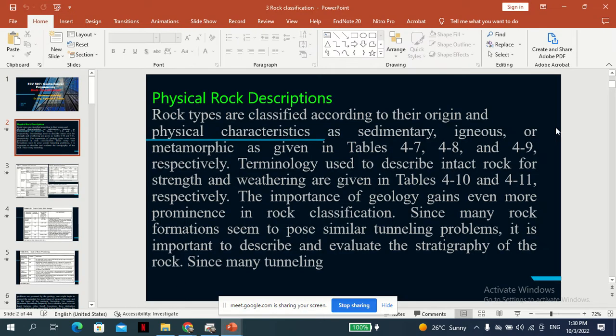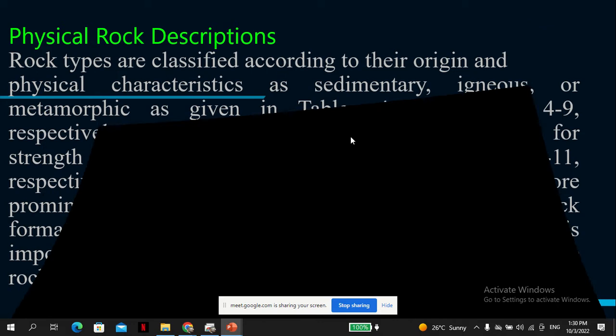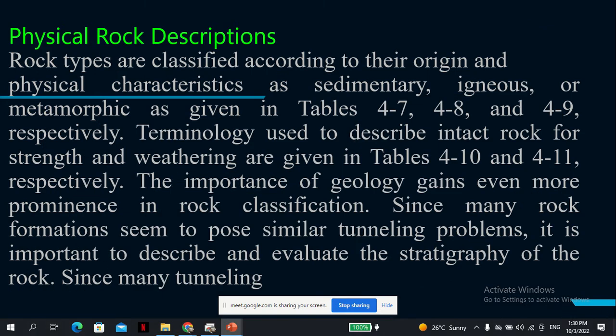So the physical descriptions are as shown in the tables we are going to see. The terminologies used to describe intact rock for strength and weathering are given in the tables shown. The importance of geology gains even more prominence in rock classification, since many rock formations seem to pose similar tunneling problems. It is important to describe and evaluate the stratigraphy of rock.